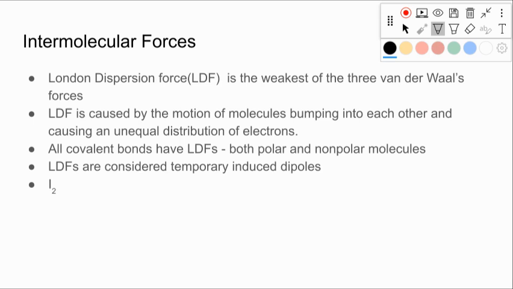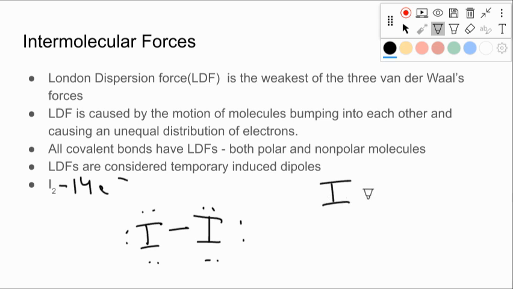So let's show what this is going to look like if I was to ask you to draw and show it in London dispersion force. So we're going to do this for a diatomic element, for iodine. Each iodine has 7 valence electrons, so I've got 14 electrons I've got to do something with. So in diatomic elements, they just share 1 pair, and they're done. I'm going to draw 2 molecules.